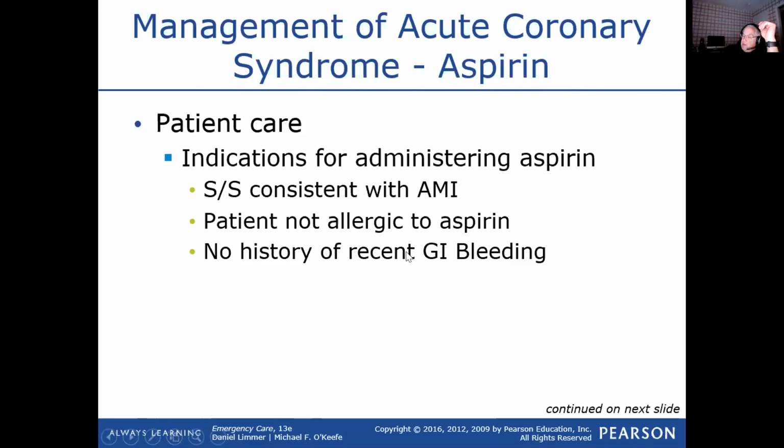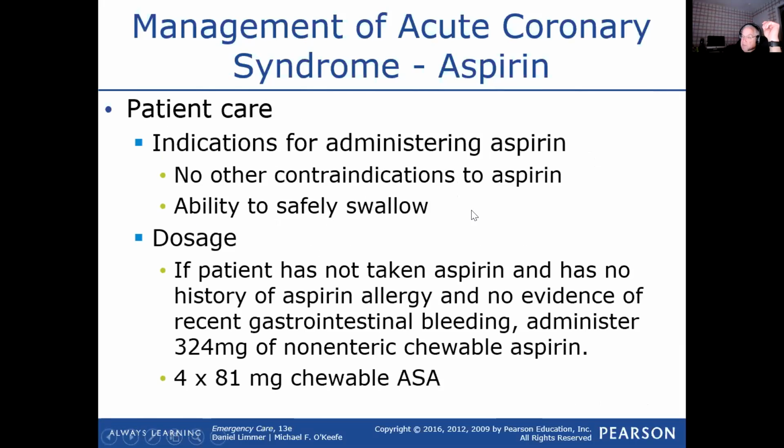If they tell you that they've had problems with GI bleeding, call medical control and ask them if they want you to give the aspirin. The big one to ask is, are you allergic to aspirin? Okay, so they have to be able to swallow safely, right, and not choke on the aspirin. And we basically give them 324 milligrams. That's 4 81-milligram chewable aspirin.